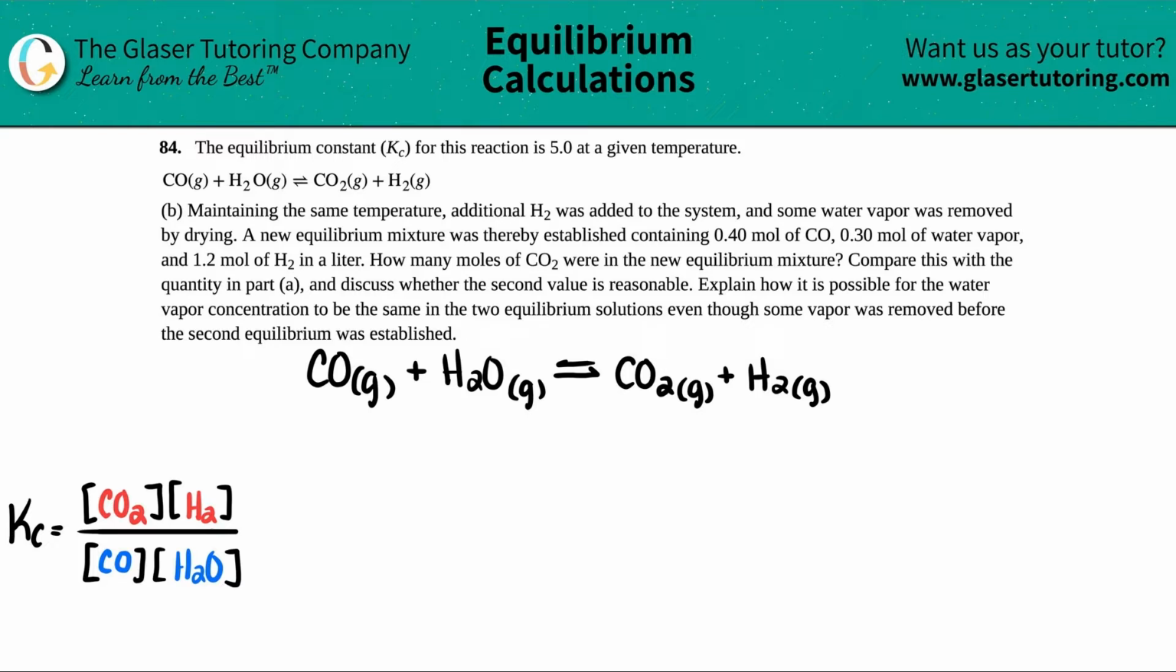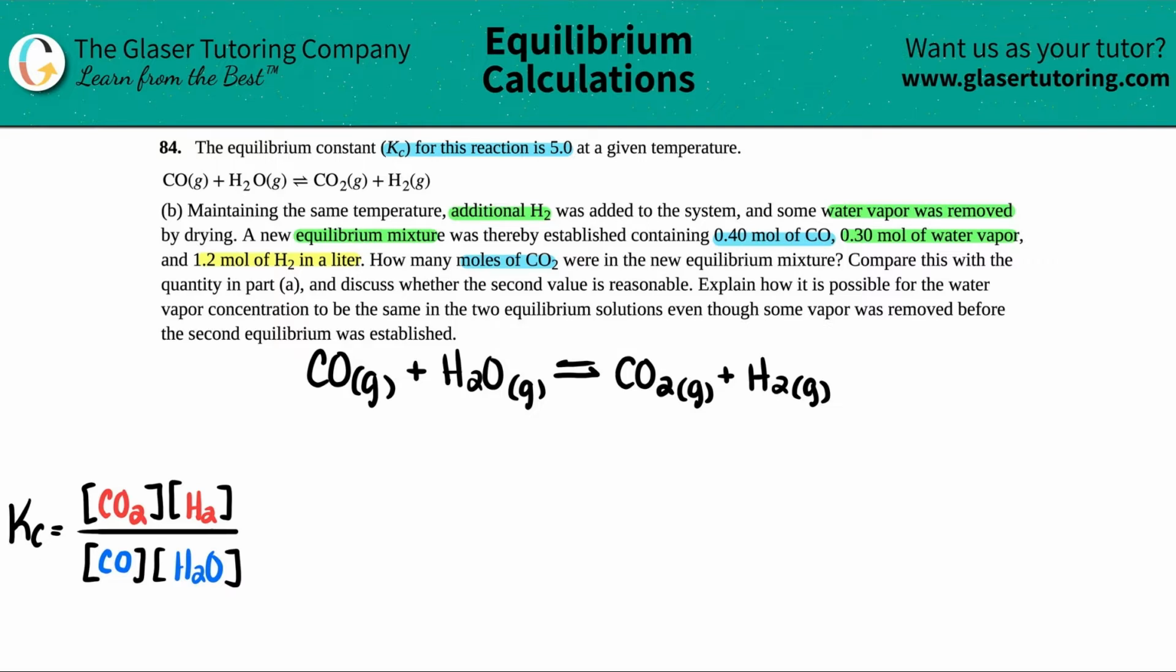84. The equilibrium constant Kc for this reaction is 5.0 at a given temperature, and then they give us this equation, which I wrote down here. Then we have letter B. Maintaining the same temperature, additional H2 was added to the system, and some water vapor was removed by drying. A new equilibrium mixture was thereby established containing 0.40 moles of CO, 0.30 moles of the water vapor, and 1.2 moles of H2 in a liter. How many moles of CO2 were in the new equilibrium mixture?